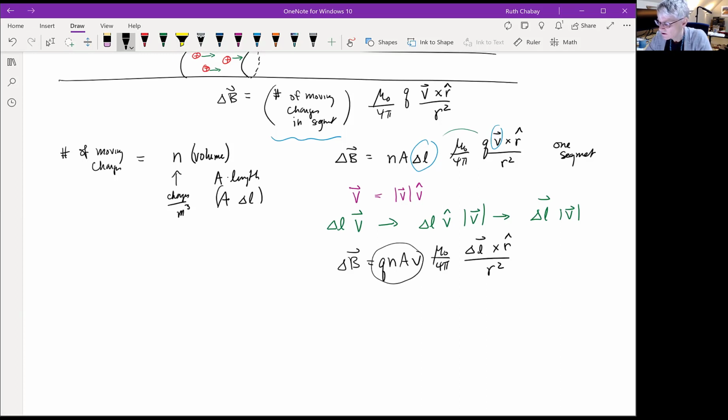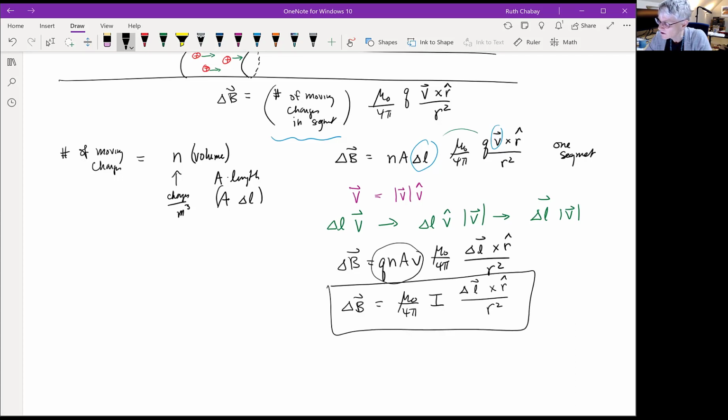And this is just the conventional current. So delta B is going to be equal to mu 0 over 4 pi, the conventional current times delta L cross R hat over R squared for one segment. And so now all we have to do is write that out and add it up. Let's see what we would do if we were doing it numerically, though. So what would this look like if we did it using VPython?